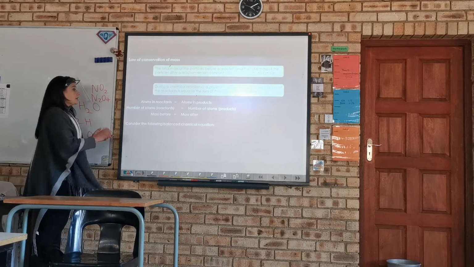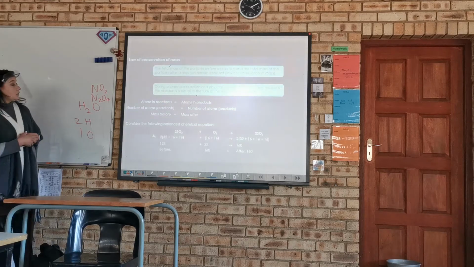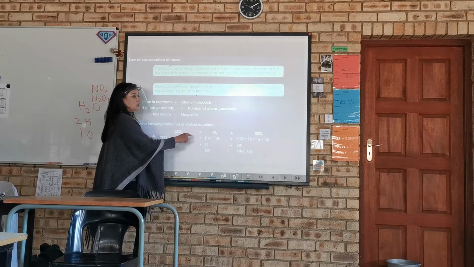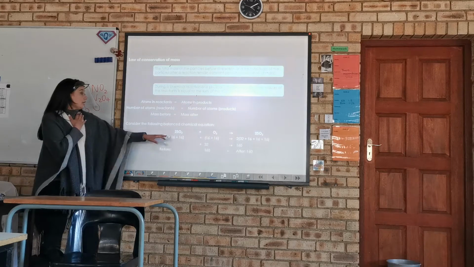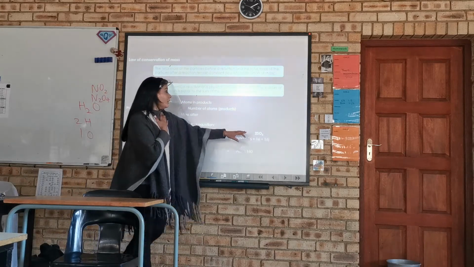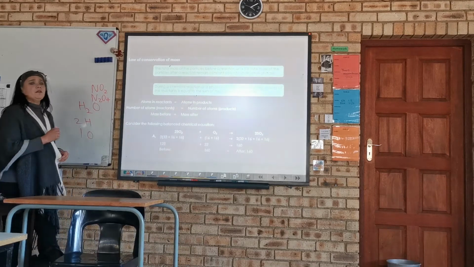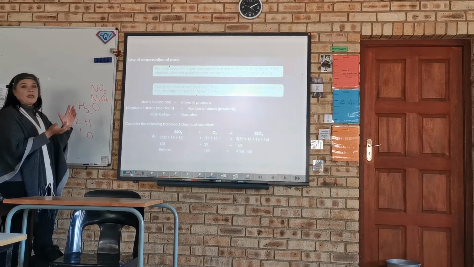Okay? So if we consider the following balanced chemical equation, let's have a look. The chemical equation is SO2 plus O2 gives us SO3. And to balance that equation, we have a 2, we have a 1, and we have a 2. Okay? Now I want you to turn to the periodic table in the front of your textbook. Or the back, I know where it is.